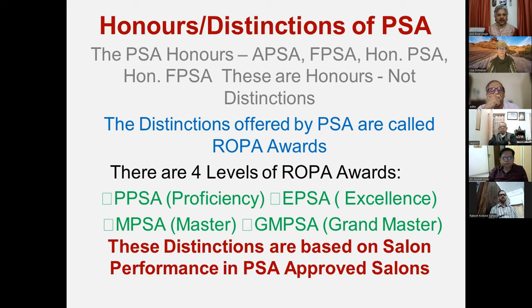There are 4 levels of the ROPA Awards: PPSA, Proficiency, EPSA, Excellence, MPSA, Master, and GMPSA, Grandmaster. These distinctions are based on salon performances in PSA-approved salons.